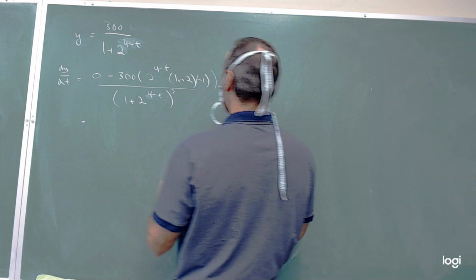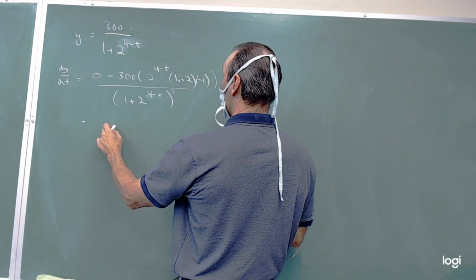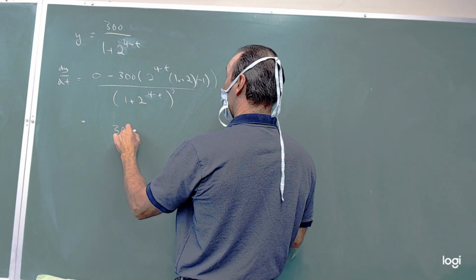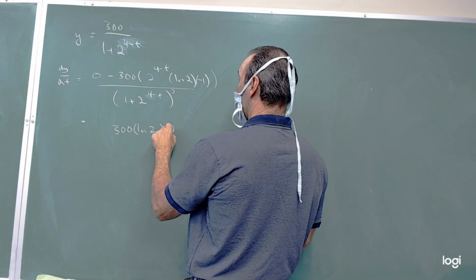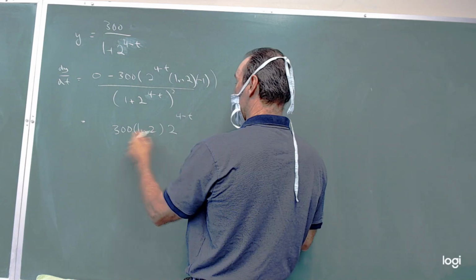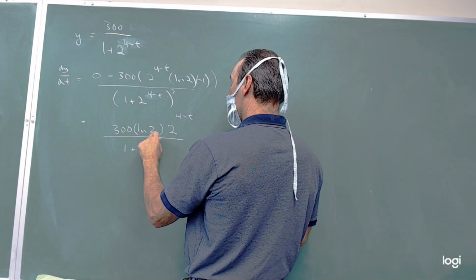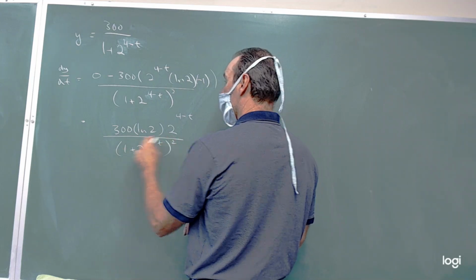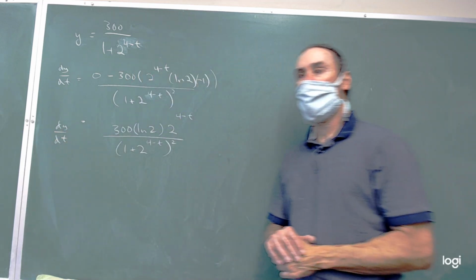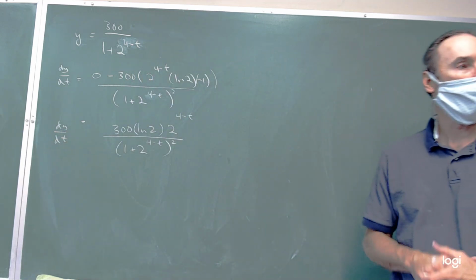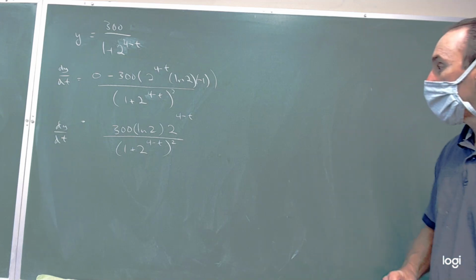So a little minor cleanup. The negative makes it positive. So it's going to be 300 natural log 2 times 2 to the 4 minus t, all over 1 plus 2 to the 4 minus t squared. That's our first derivative. Any questions on the first derivative that we needed to ask, or are we okay with that? So now the challenge is we're going to do the second derivative.